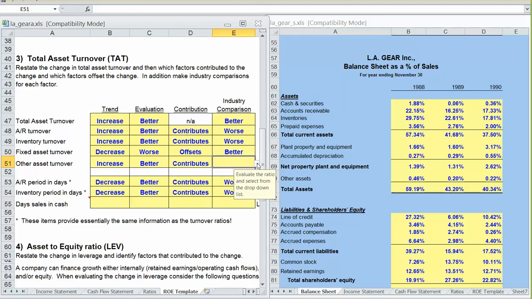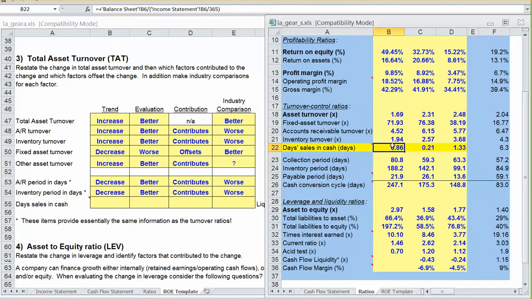Industry comparison, we don't really have an industry comparison to make. So we'll just put a question mark. In terms of days sales in cash, let's go ahead and take a look at that one. Our days sales in cash was 6.8. In other words, we had on average 7 days worth of sales on hand in terms of cash. Then we were down to 0.21. Now we're at 1.33.